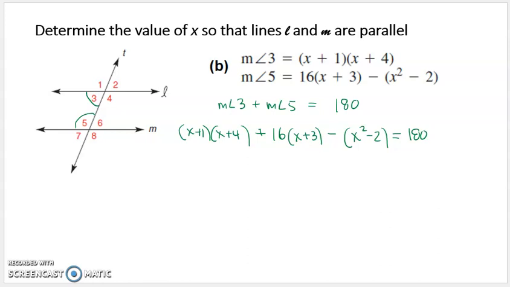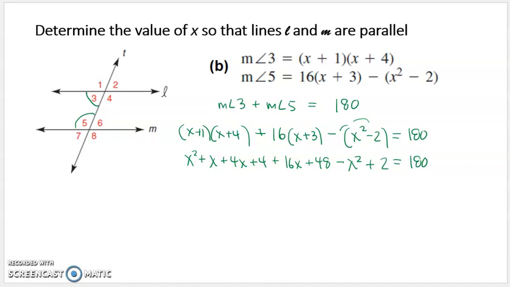Okay, let's FOIL or distribute the x plus 1. So I've got, this is going to be x squared plus 1x plus 4x, outer times outer, plus 1 times 4 is 4. Distribute the 16, plus 16x. 16 times 3 is 48. And then distribute my minus x squared, so distributing, minus a negative 2 is plus 2, equals 180 degrees.